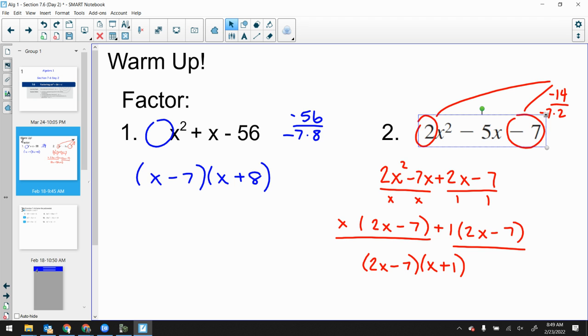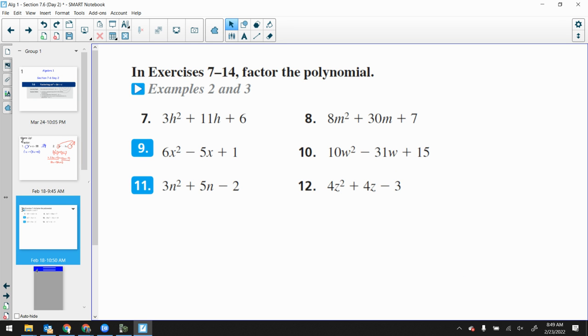All right. Let's take a look at the homework. What questions do we have on the homework? Give me at least one to go over. Gio? Number 10?